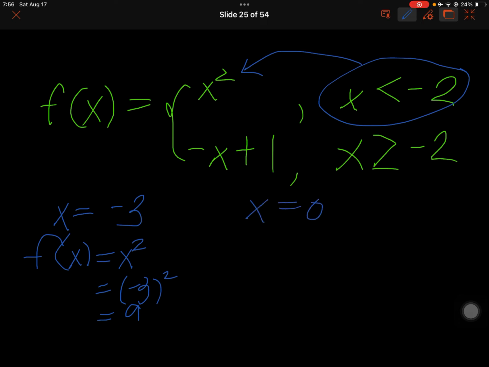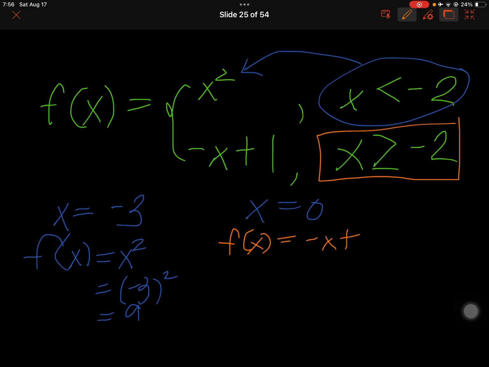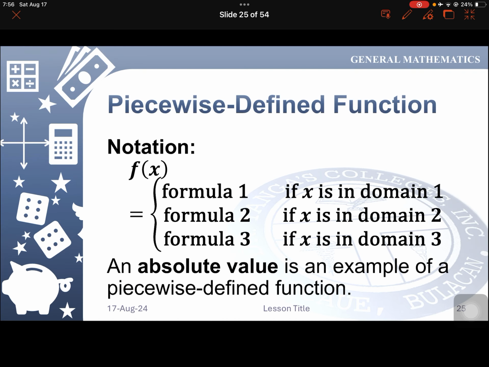But if x is equal to 0, we're going to use the one below because it falls under this domain. So x is greater than or equal to -2. So what we have here is f of x is equal to -x plus 1, which is equal to 0 plus 1. And finally, we have 1. Okay? So that's what a piecewise defined function is.